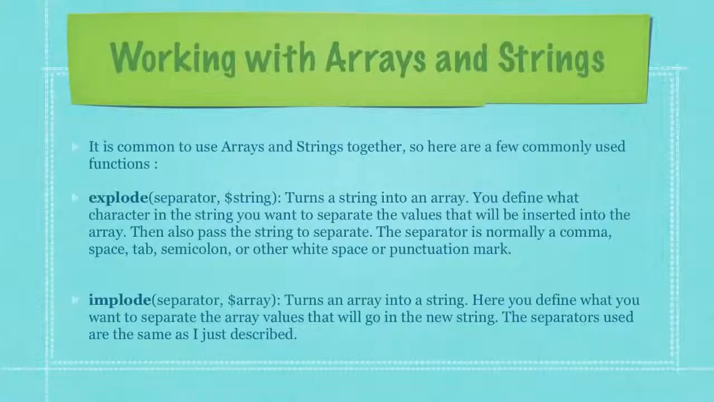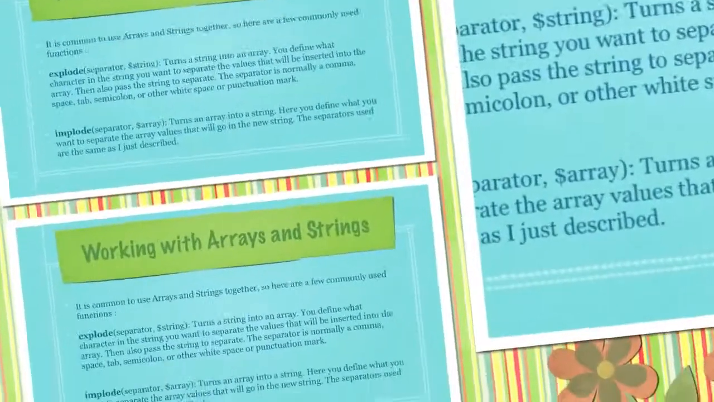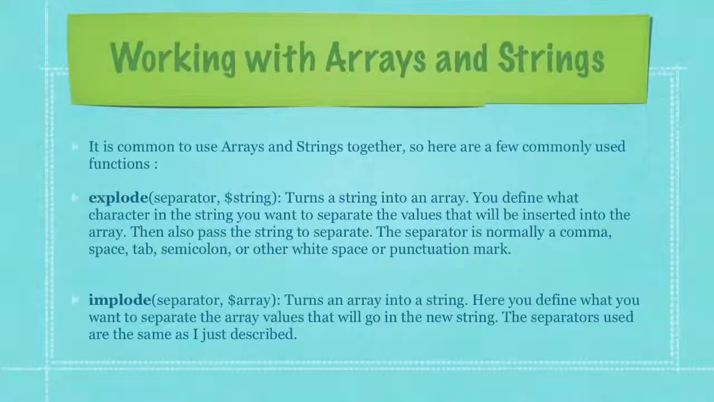It is common to use arrays and strings together, so here are a few commonly used functions. The explode function turns a string into an array. You define what character in the string you want to separate the values that will be inserted into the array, and then also pass the string to separate. The separator is normally a comma, space, tab, semicolon, or other white space or punctuation mark.